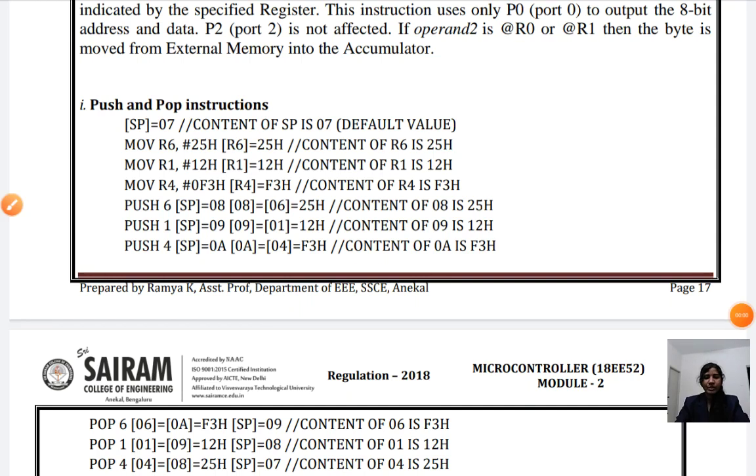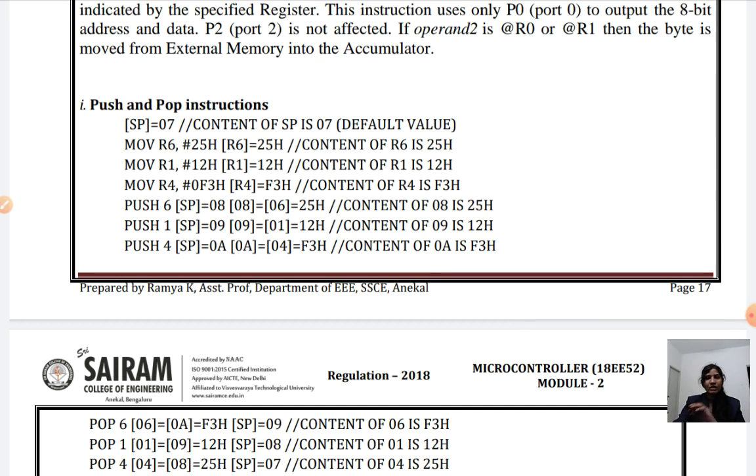Friends, in the previous class we have seen the data transfer instructions, that is how the data is getting transferred from one register to accumulator or accumulator to register by means of direct addressing mode, indirect addressing mode, immediate addressing mode, and how the data gets transferred to an external RAM memory, and how the code bytes of data are transferred within the accumulator. So all these things we have discussed in the previous class.